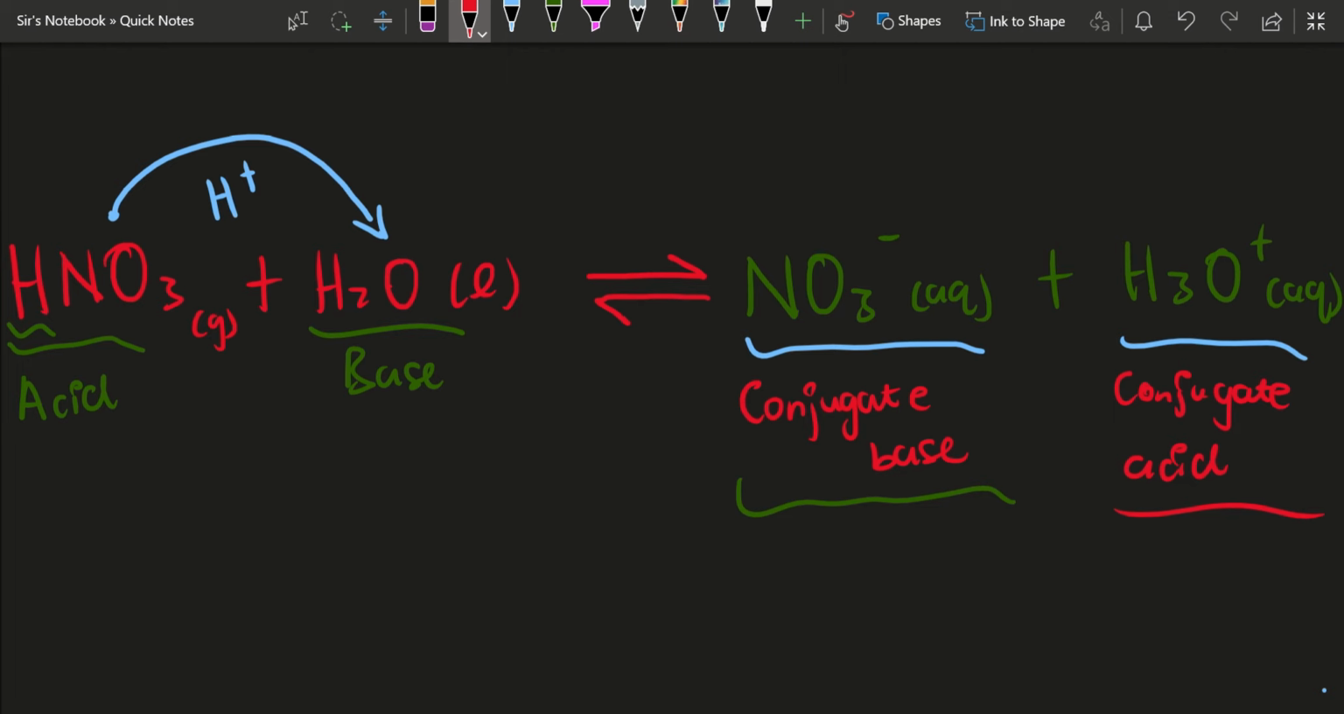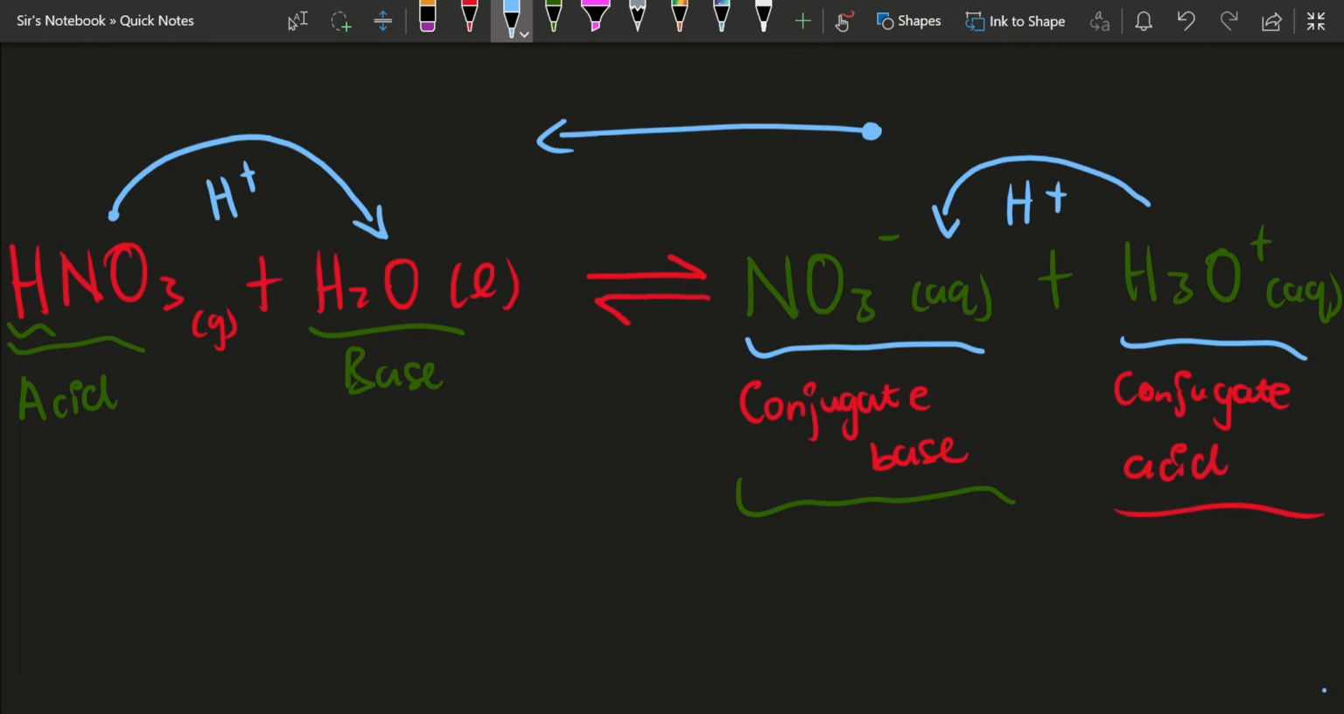Right. Right there. So what happens? Like I said, similar to the first example, if I reverse the reaction, I would see that H3O+ gives a proton to the nitrate ion, right? So what happens? When I read it from right to left, the H3O+ gives a proton to the nitrate ion, right?